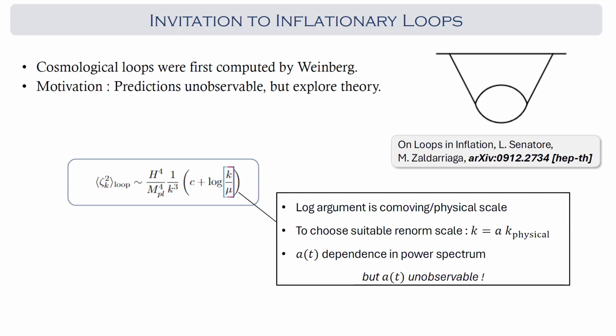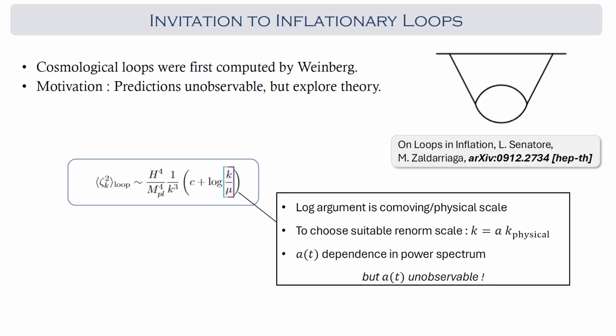It was pointed out by Senatore and Zaldarriaga that there has to be a mistake in this computation, which is denoted by the structure of this logarithm. Notice that this is a co-moving scale by a physical scale. Now, as one does in loop corrections in flat space as well, one would like to choose a suitable renormalization scale to avoid the problem of large logarithms. To do that here, you have to convert this co-moving scale to a physical scale, and this comes at the cost of introducing a scale factor.